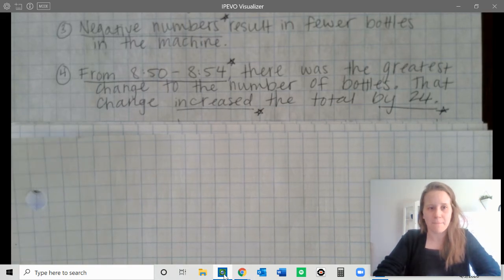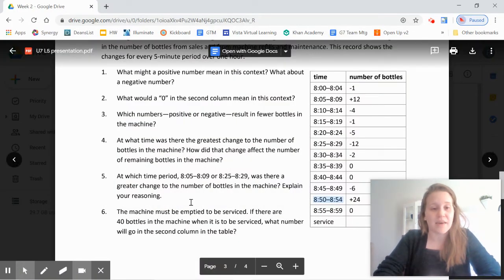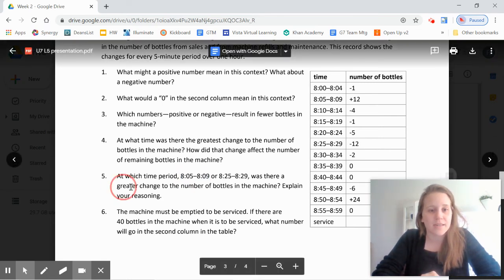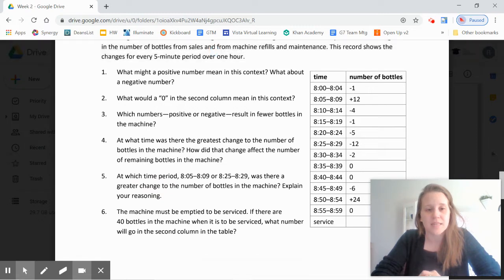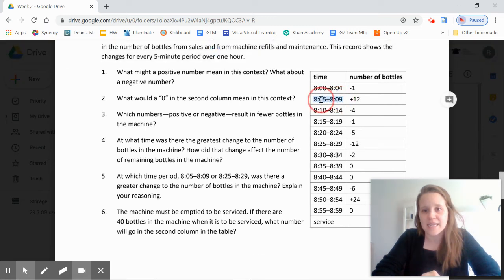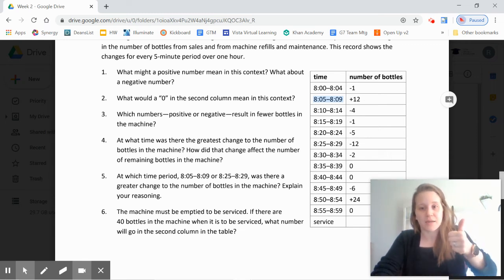Awesome. Last one that we'll review together, number 5. At which time period, 805 to 809, or 825 to 829, was there a greater change to the number of bottles in the machine? Explain. What a great question. Okay, 805 to 809, I can see that the change was positive 12. So that means that the number of bottles in the machine increased by 12.